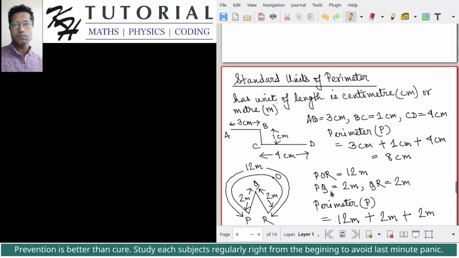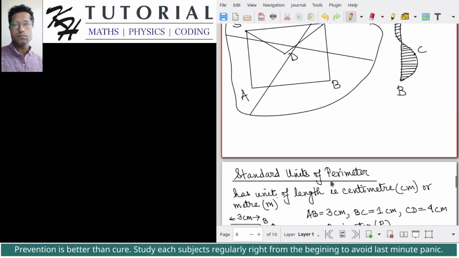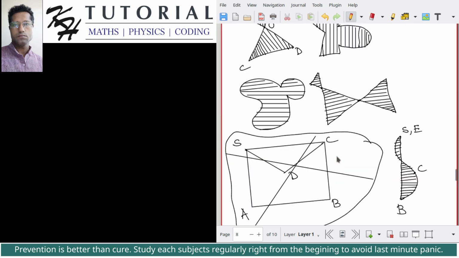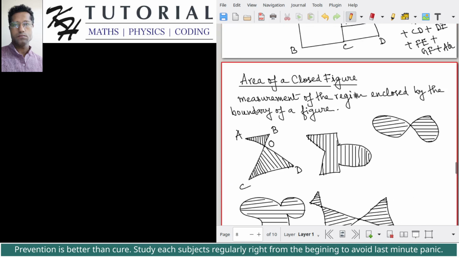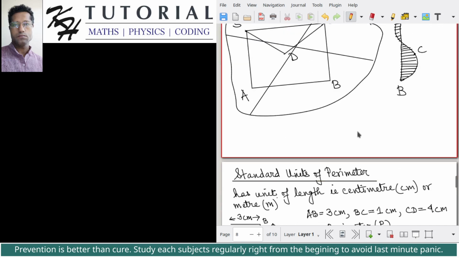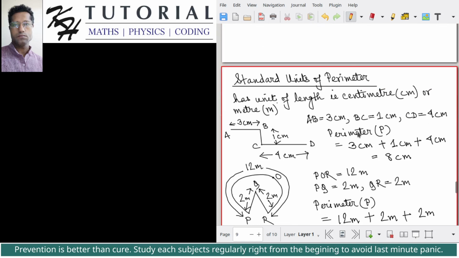Okay, so this was a very introductory video discussing the concept of figures, closed and open figures, simple figures, rectilinear figures, and the concept of perimeter and area of a closed figure. In the next video, I will discuss the perimeter and area of the square and rectangle, and the formulas to find them.